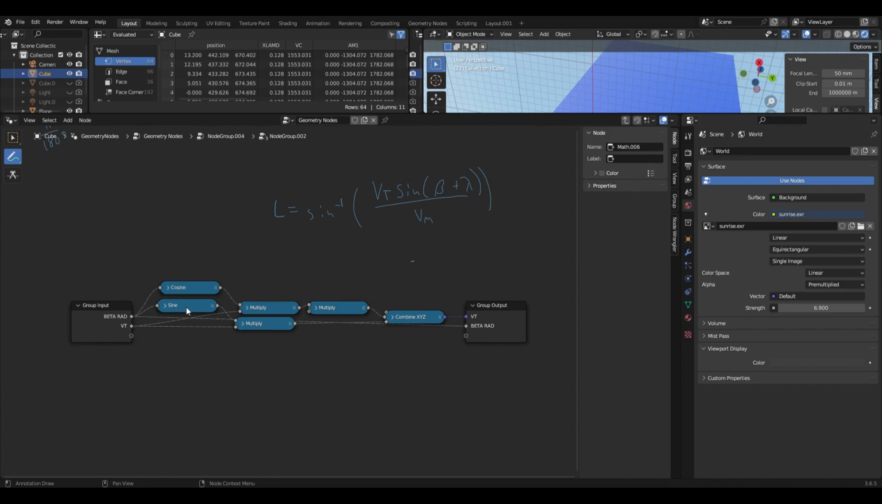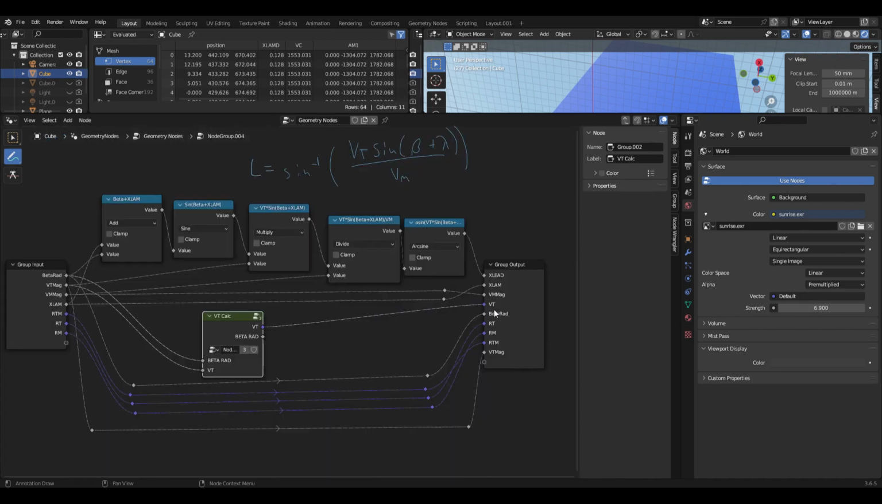And if I dive into this, you can just see there's a sine and cosine. And then those both are multiplied by VT. And then the y component is multiplied by -1 to get the negative sign in there. And then there's a combine XYZ to get the y and z components in there. And then the output VT. And I'm feeding through just the beta angle in radians.